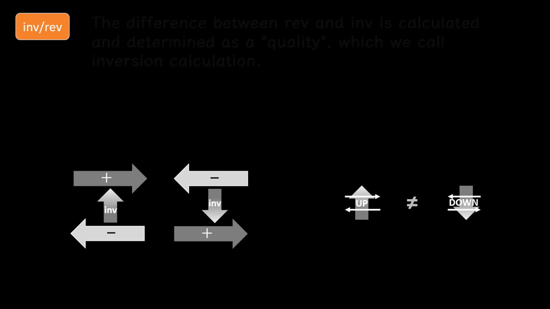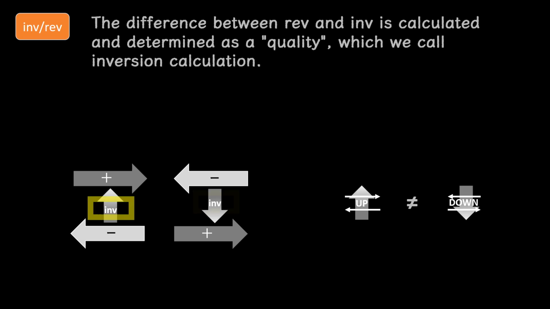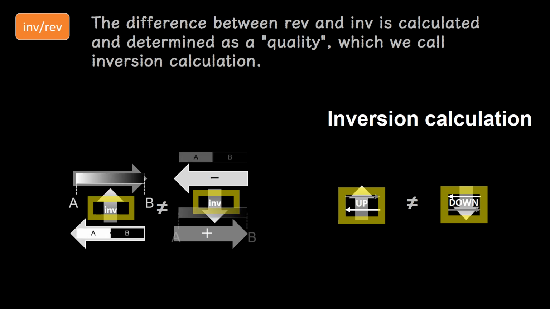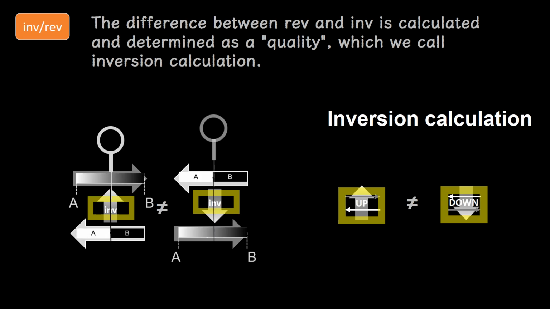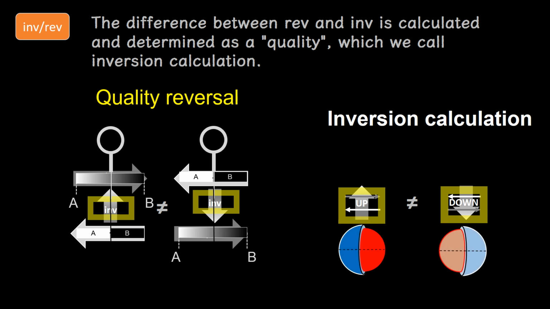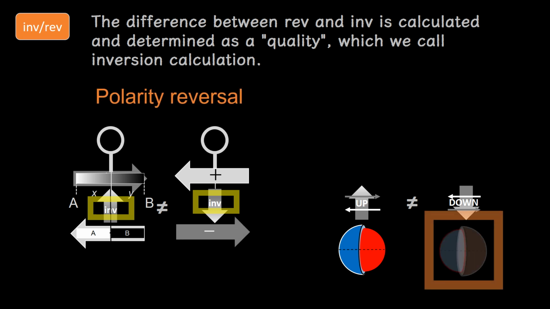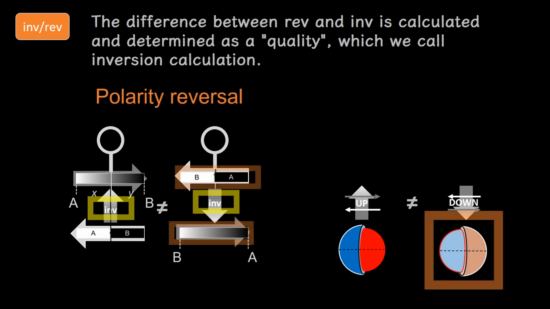Combinations with different vector directions are different from each other. This relationship is represented by an orthogonal model of up and down. The difference between Rev and Invi is calculated and determined as a quality, which we call inversion calculation. Like quarks, the two contradict each other and become different. Since this difference is inherent in each individual, we will define it as inversion and call it Invi. Combinations with different vector directions are in a state in which the Invi is different from each other and the polarities are reversed.